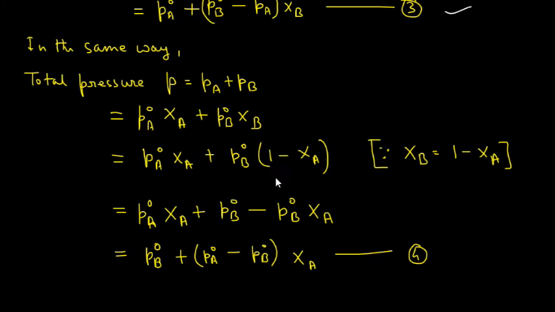In the same way, total pressure P is equal to PA plus PB. Putting the values of PA and PB, we get PA0 XA plus PB0 XB. Now, here we convert XB is equal to 1 minus XA. Putting this value and solving, we get PA0 XA plus PB0 minus PB0 XA. Upon solving, we get P is equal to PB0 plus (PA0 minus PB0) multiplied by XA. This is equation number 4.